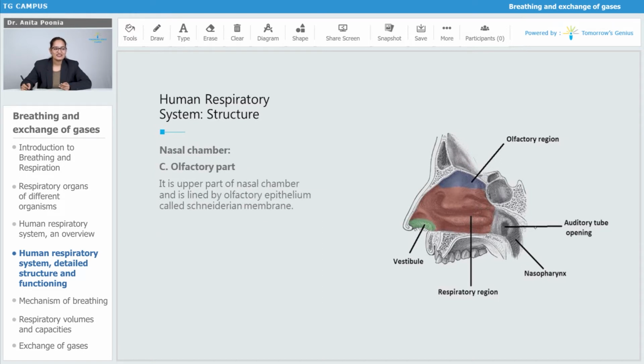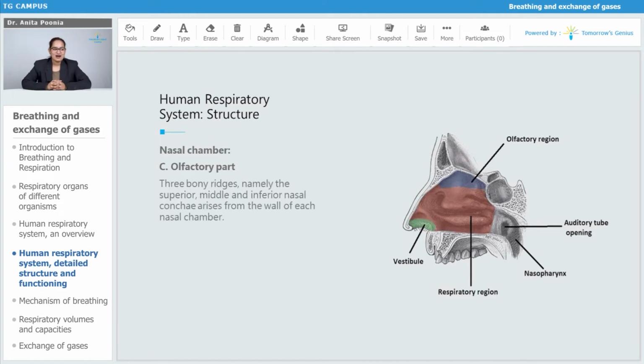And the third one is the olfactory region. It is the upper part of the nasal chamber, and it is lined by olfactory epithelium that is called the Schneiderian membrane. The olfactory part looks yellowish brown and acts as the organ for smell. It is because of the olfactory part that we can smell things.